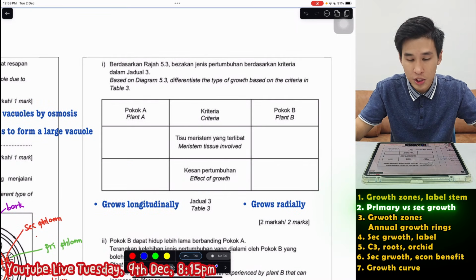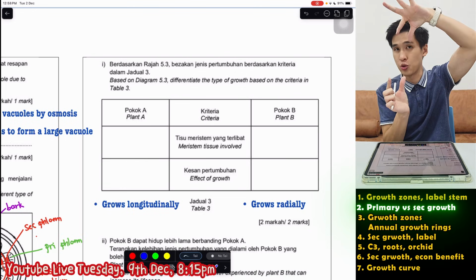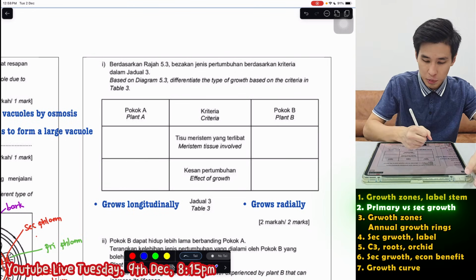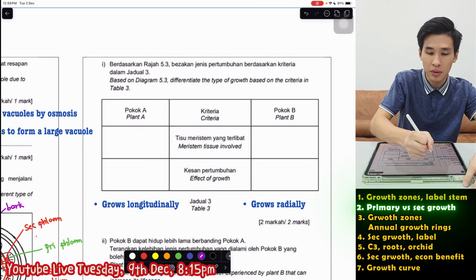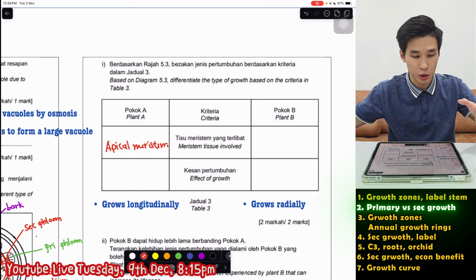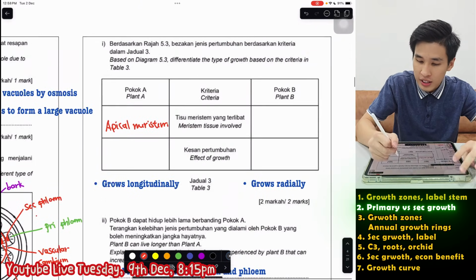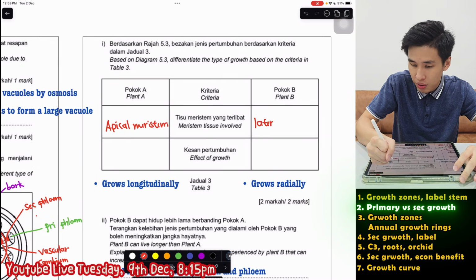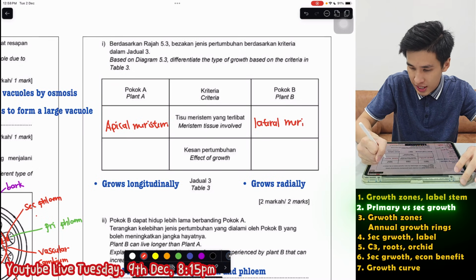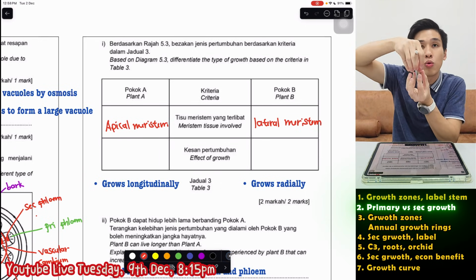So first, the meristem tissues involved. As I said just now, primary growth will always involve the root tip and the shoot tip, and you grow tall. So this part is called the apical meristem. Secondary growth will always involve the two rings, the two cambiums we mentioned, the cork cambium and the vascular cambium, right? This is called lateral meristem.